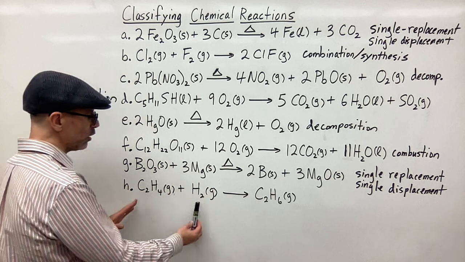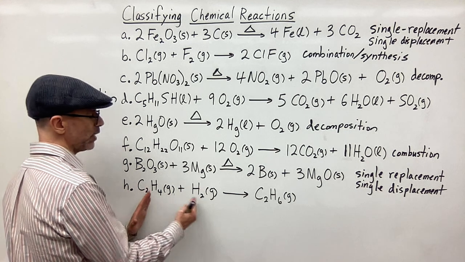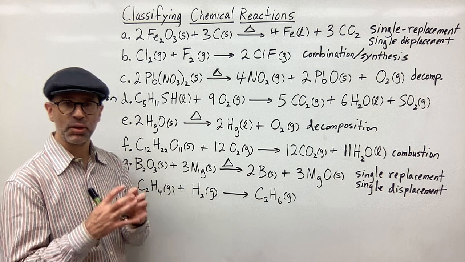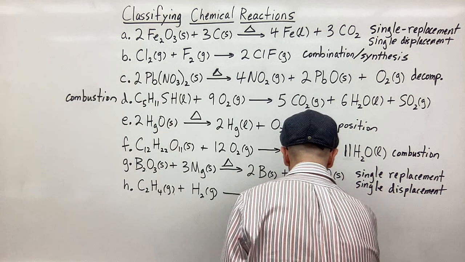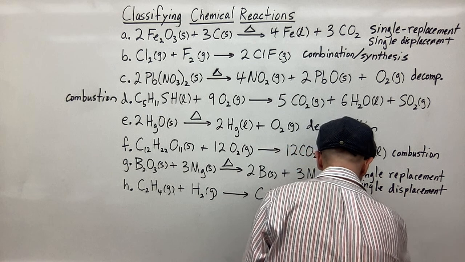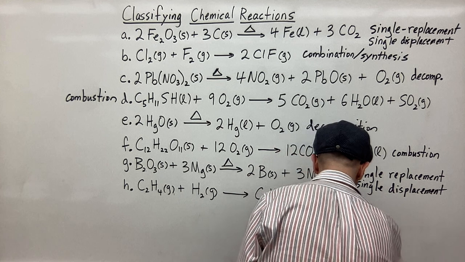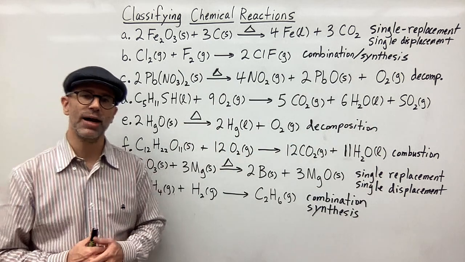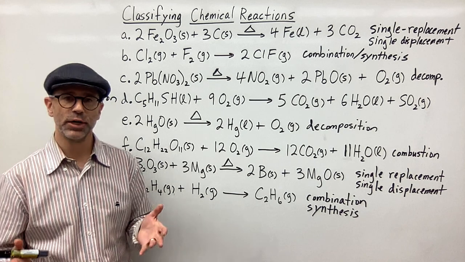So again, here we have hydrogen. We have two substances as reactants. We end up with one product. So we're combining them. We're synthesizing them. So this is a combination reaction or synthesis reaction. And that, ladies and gentlemen, is how you identify and classify your different types of reactions.